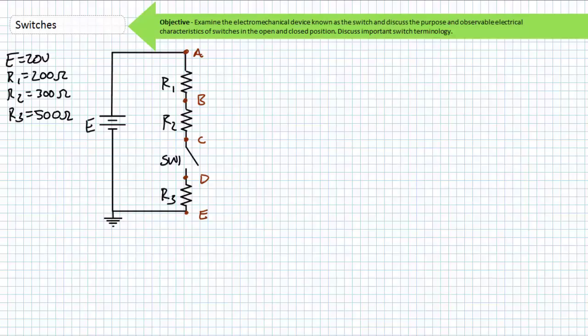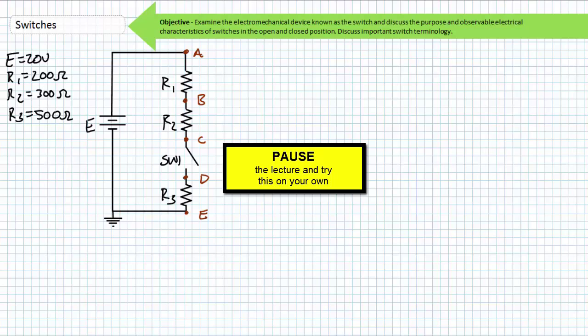Consider this circuit consisting of a 20-volt source with a grounded negative terminal in series with R1, a 200 ohm resistor, R2, a 300 ohm resistor, a switch I'll call SW1, and R3, a 500 ohm resistor. Notice that I've labeled the nodes A, B, C, D, and E. Pause the lecture and consider the voltage drop across each component and the current through each component, including the switch, for two scenarios: when SW1 is open, and again when SW1 is closed.